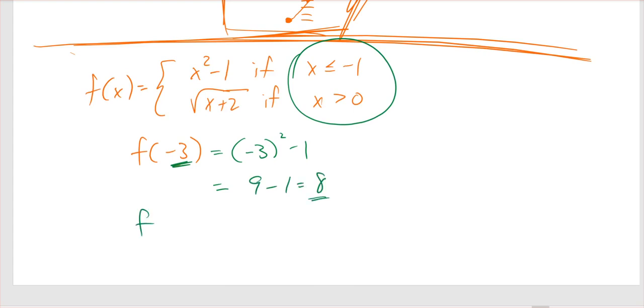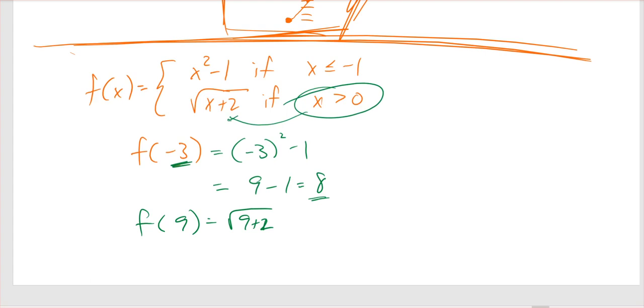Okay, and we can put in f of maybe 9. So this would be square root of 9 plus 2, because we went up here and asked, okay, where is 9? 9 is not less than or equal to -1. 9 is bigger than 0, so we would use this rule here, right? Put 9 in for x. So this is the square root of 11, and that's simplified. Okay, wonderful. We'll probably think about the graphs of these more later. This one is going to be a piece of a parabola, and this one is going to be a piece of a radical function, whatever those look like, and we'll talk about that later too.